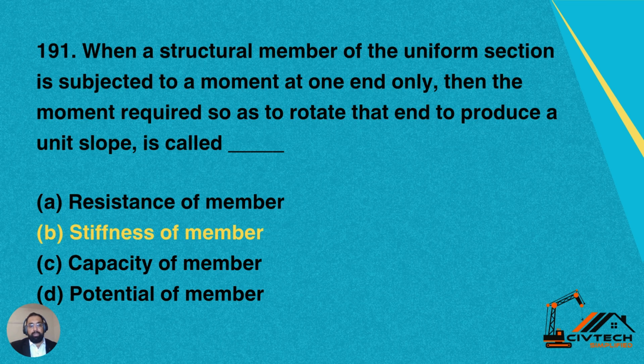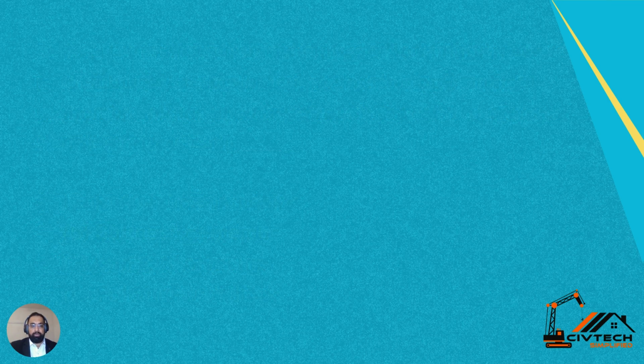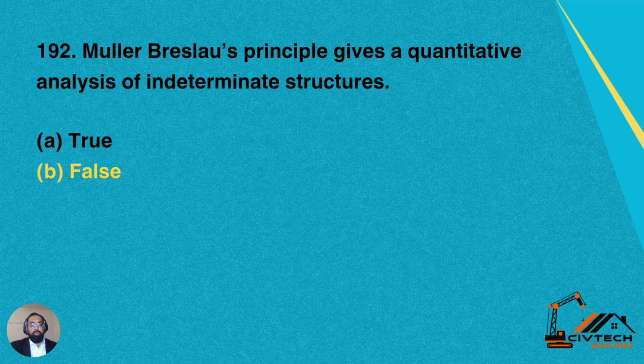Question 191. When a structural member of uniform section is subjected to a moment at one end only, the moment required to rotate that end to produce a unit slope is called what? Option A, resistance of member; option B, stiffness of member; option C, capacity of member; and option D, potential of member. So yes, that moment is called the stiffness of the member. B here is the correct answer.